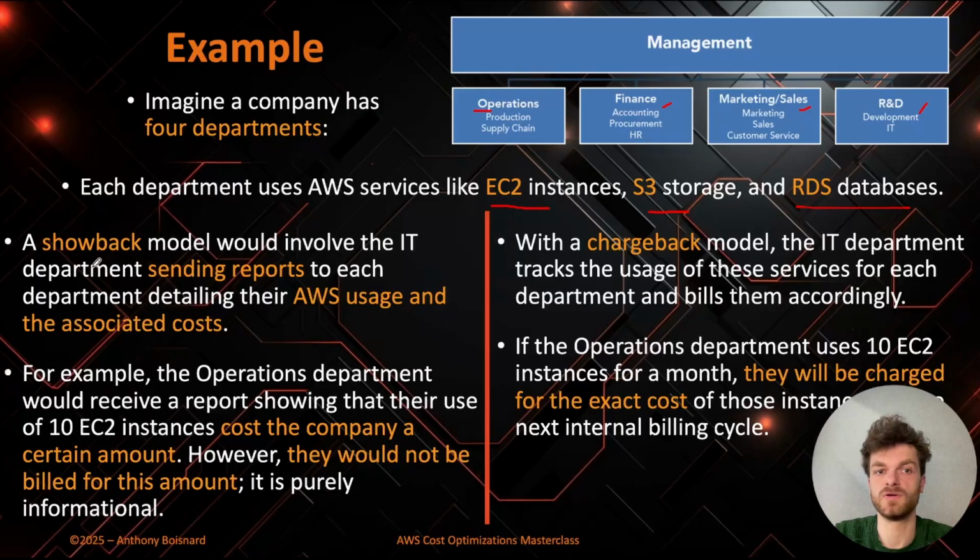First, a showback model will involve the IT department sending reports to each department detailing their AWS usage and the associated costs. For example, the operations department will receive a report showing that the use of 10 EC2 instances cost the company a certain amount. But they would not be billed for this amount, it's only informational. But you can also send them cost optimization opportunities and they might act on them and save a bunch of money.